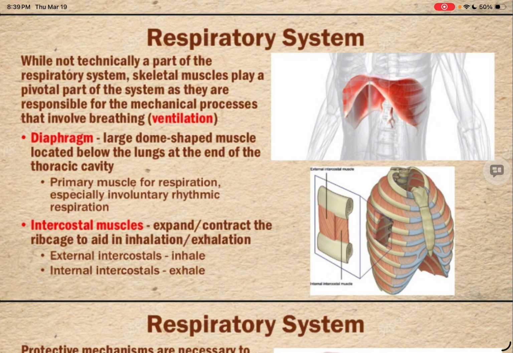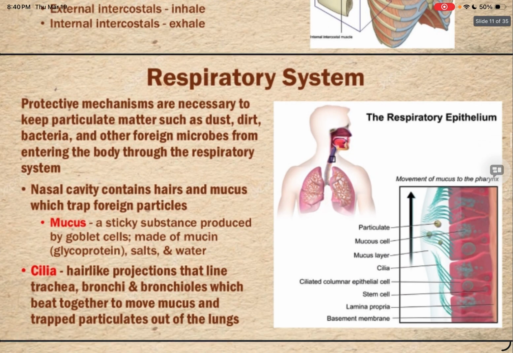The diaphragm is the large dome-shaped muscle located below the lungs at the end of the thoracic cavity. It's the primary muscle for respiration, especially for involuntary rhythmic respiration. Our intercostal muscles are also important because they help expand or contract the ribcage to aid in inhalation and exhalation. External intercostals help inhale. Internal intercostals help exhale.